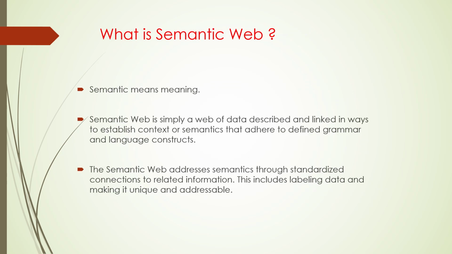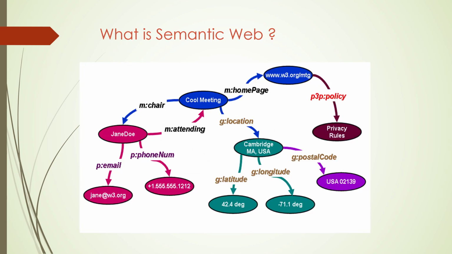So we go to the next topic here. So what is semantic web? Semantic means meaning. A semantic web is a web of data where these data elements are semantically linked to one another. The semantic web addresses semantics through standardized connections. So there are standards for implementing semantic web. Here's an example for semantic web.